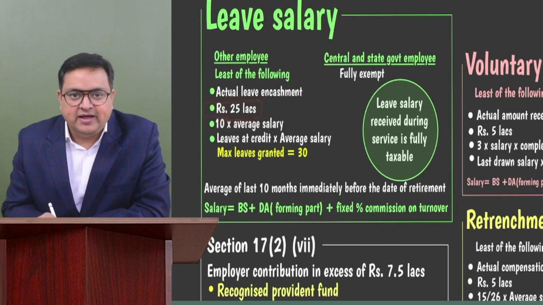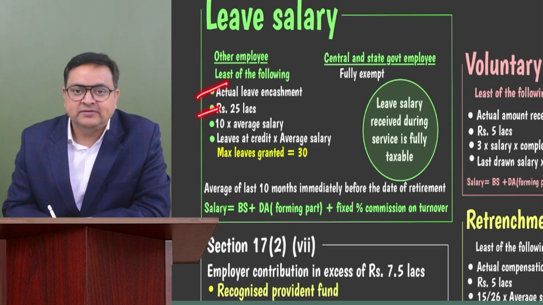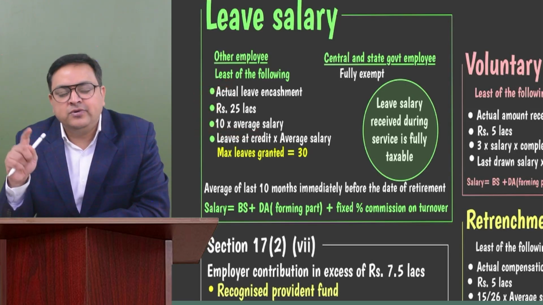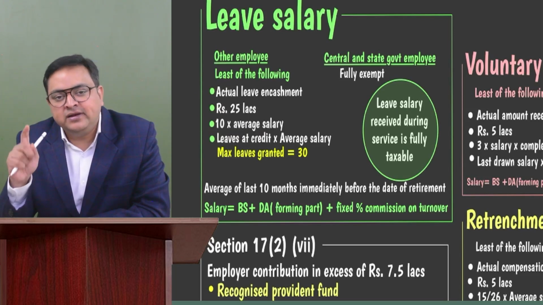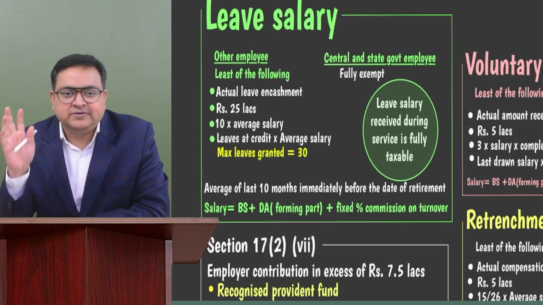Fixed limit is 25 lakh rupees over here. So A, actual leave salary, B, 25 lakh rupees. Third, 10 into average salary. And what is the average salary over here? Salary here includes basic salary, DA forming part, plus fixed percentage commission on turnover.